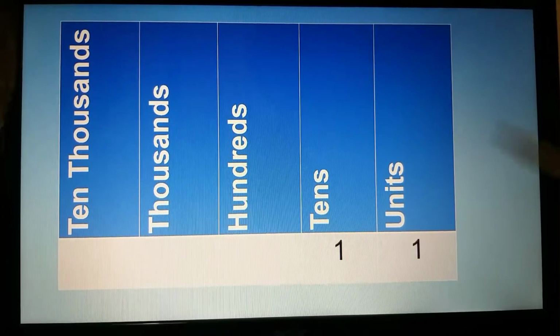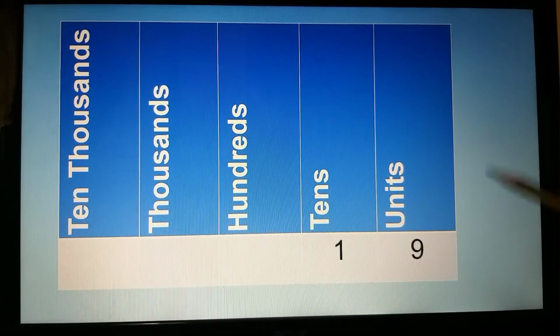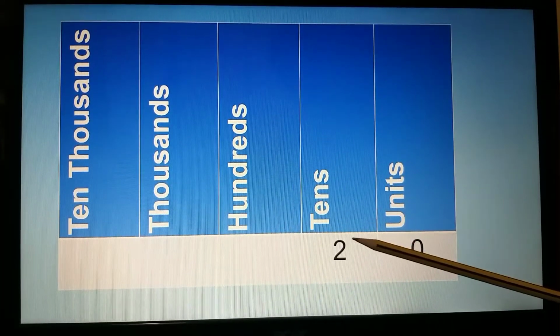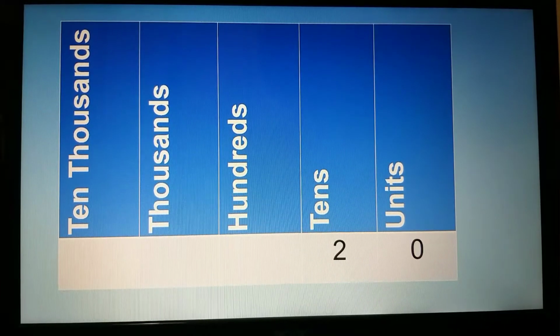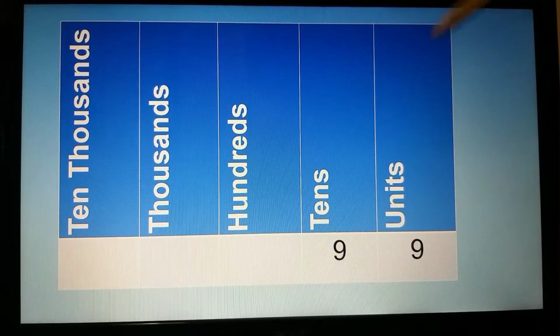If I keep adding, I'm adding ones to the units column. Add one more, 2, 3, 4, 5. When we reach 9, if I add 1 now, it turns into tens again. You see, now we have 2 tens and 0 units. If we keep adding units, we keep turning them into tens. If you carry on like this, when we reach 99, at this stage we have 9 units, 9 tens. By adding one more, it turns into 100.